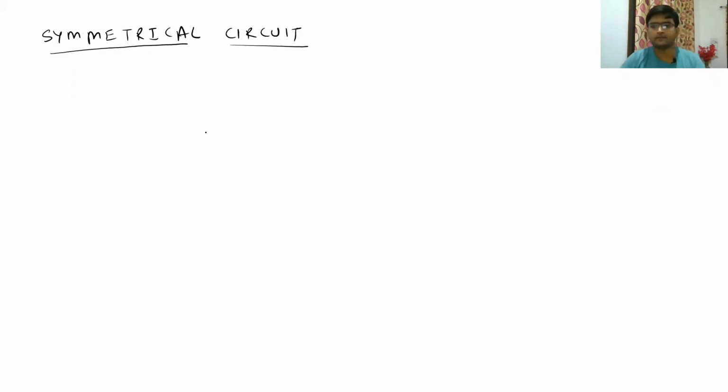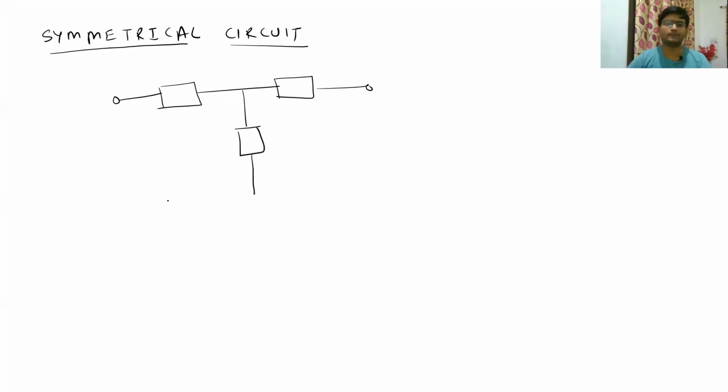So circuits can be either symmetrical or unsymmetrical. So what is a symmetrical circuit? Basically, these are of two types. One is left and right symmetry, and the other is up and down symmetry. So we are talking about the left and right symmetry. Suppose we have a T network. A T network is a kind of two-port network, which looks like this. So you will see a shape of T coming out, right? It resembles a shape of T.